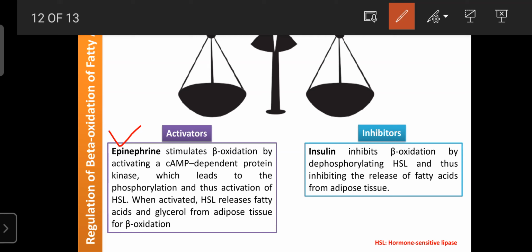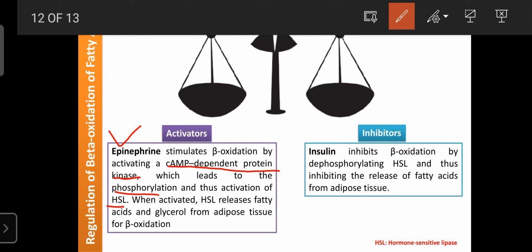This epinephrine stimulates beta oxidation through stimulation of cyclic AMP dependent protein kinase. It can enhance the activity of cyclic AMP dependent protein kinase, and due to activation of protein kinase, phosphorylation occurs and activation of HSL occurs. HSL means hormone sensitive lipase. This lipase causes hydrolysis of triglyceride and more fatty acids are produced. They enter the mitochondria, then they can undergo beta oxidation.